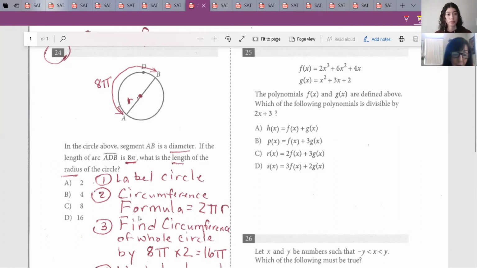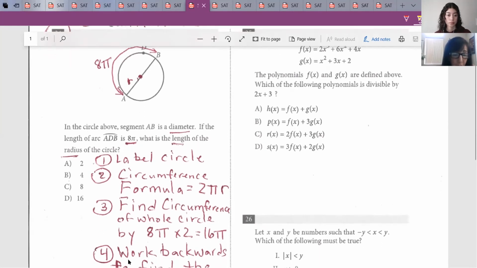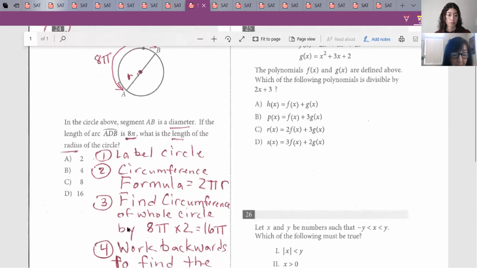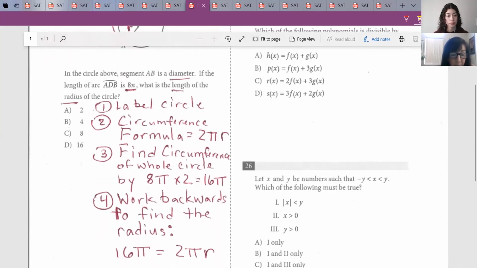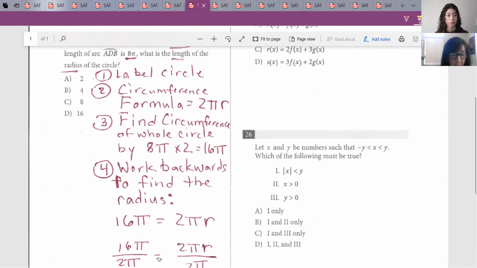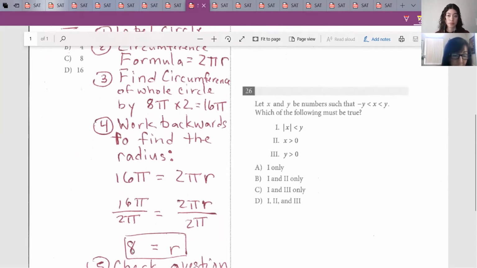The circumference formula is 2 pi r, not pi r squared. Circumference is all the way around. Find the circumference of the whole circle by multiplying 8 pi times 2. That gives me 16 pi. Circumference of the circle, 16 pi. I know the formula, so make them equal to each other. 16 pi equals 2 pi r. Divide both sides by 2 pi. Without even touching your calculator, that means that the radius is 8.